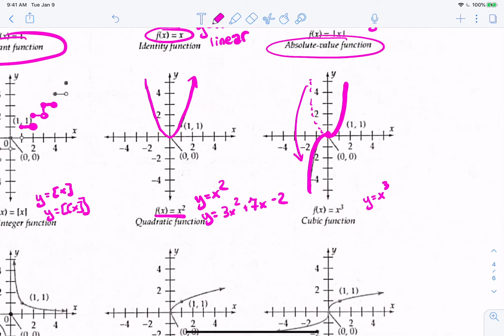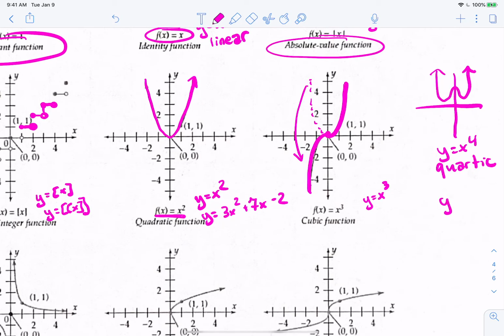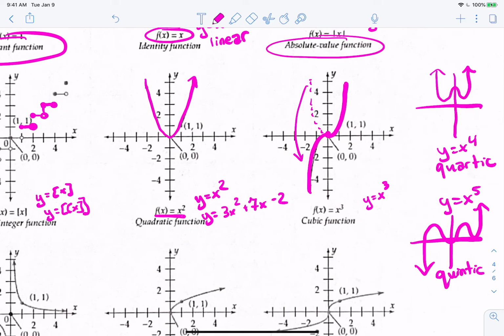You guys don't have this on your sheet, but add it. y equals x to the fourth power is a quartic function. What does it look like? A W. We could keep going and do y equals x to the fifth power. What does it look like? Yep, it's like a cubic function, but with another extra little hump. That's a quintic function. We could do x to the sixth power, x to the seventh power, x to the eighth power. We can keep going on forever, and it's going to do a similar thing, just with an extra hump each time.